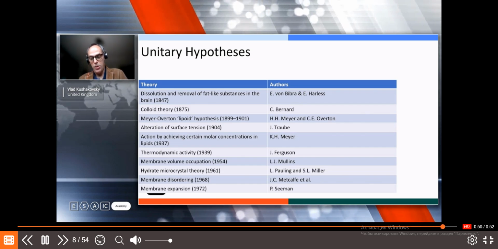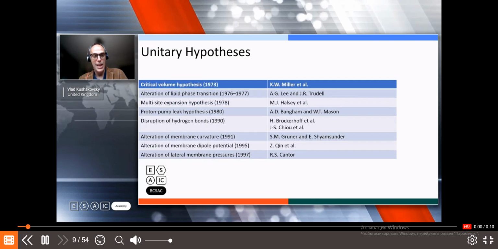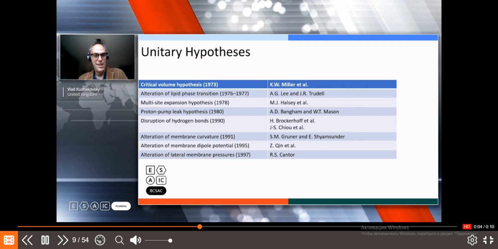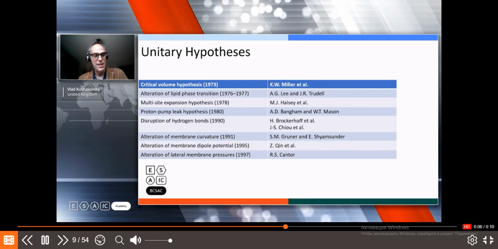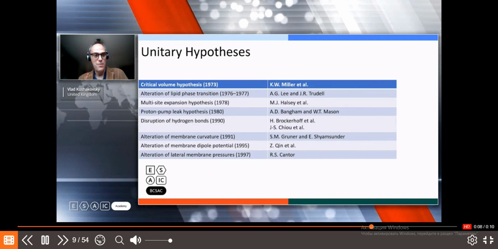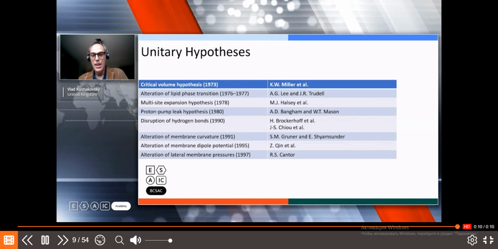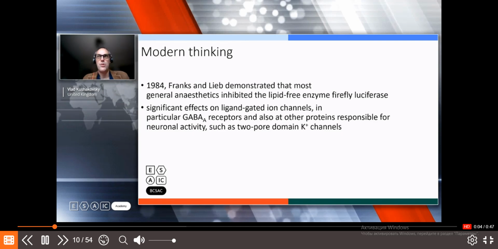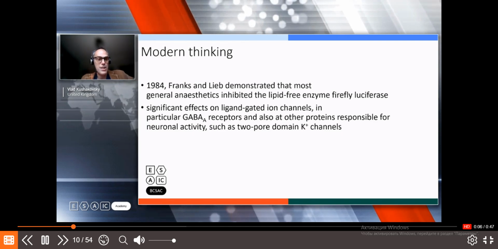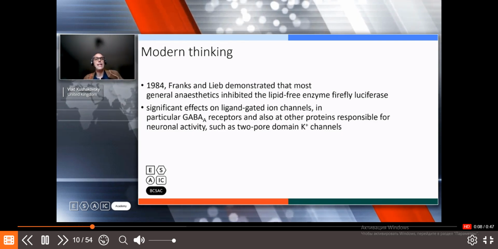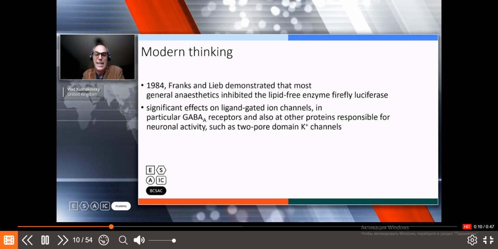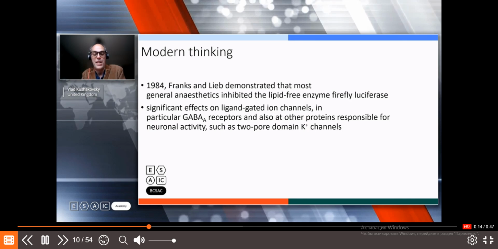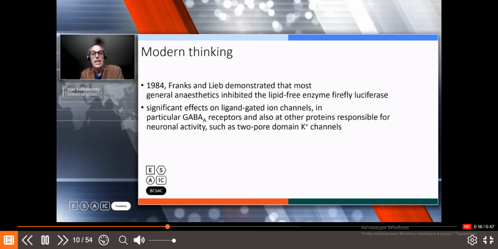I'm not going to mention them all. And even more recently, things like that were produced. The current thinking, however, was brought about in 1984 when Franks and Lee demonstrated that most general anesthetics inhibit the lipid-free enzyme firefly luciferase. And the key here is that it's lipid-free.